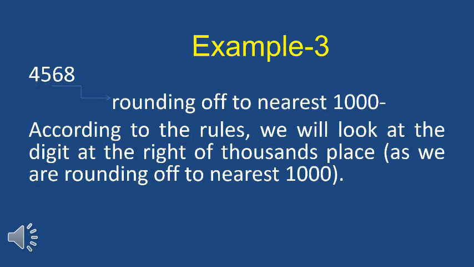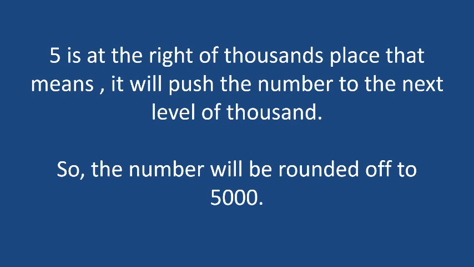Example 3. We have to round off 4568 to the nearest thousand. According to the rules, we will look at the digit at the right of the thousands place because we are going to round off to the nearest thousand. 5 is at the right of thousands place. That means it will push the number to the next level of thousand. So, the number will be rounded off to 5000.